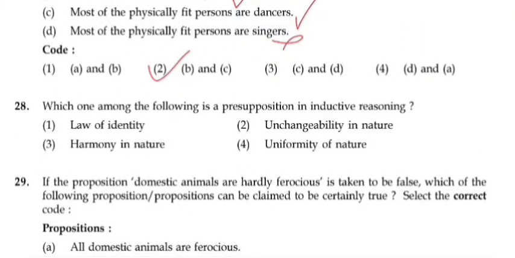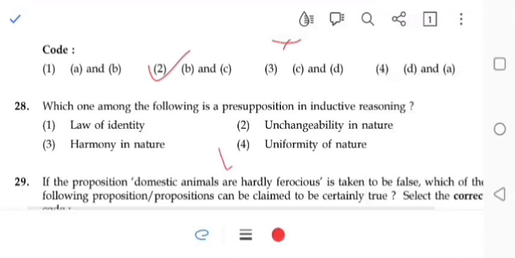28. Which one among the following is a presupposition in inductive reasoning? Law of identity, unchangeability in nature, harmony in nature, uniformity of nature. 28. Correct answer will be uniformity of nature.